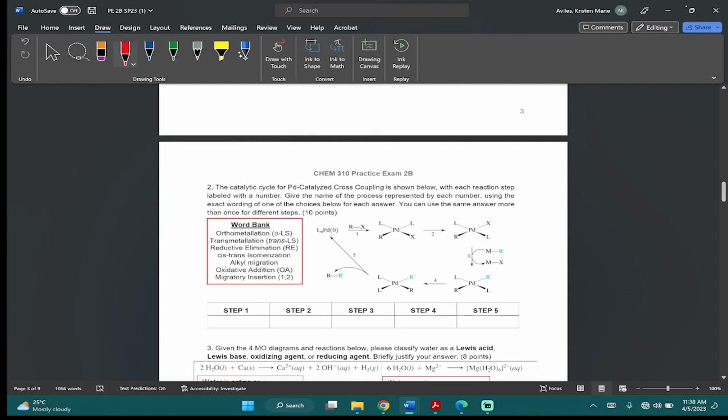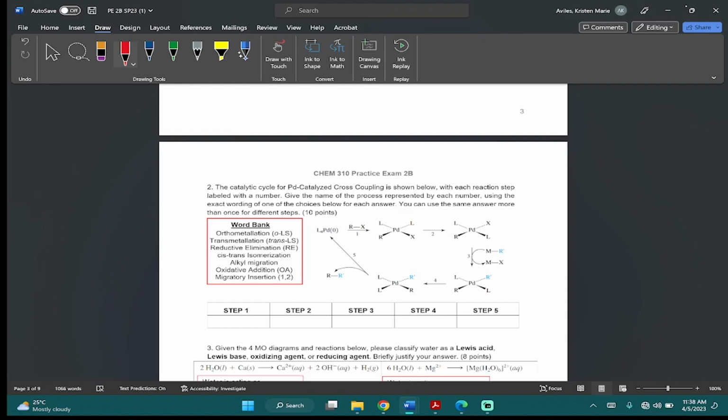So next we have the catalytic cycle for palladium catalyzed cross-coupling of carbons. They just give us a cycle and they want us to name each process. So even if we don't know what all these names mean, we can figure out what's going on just by looking at our starting material and the product in each step.